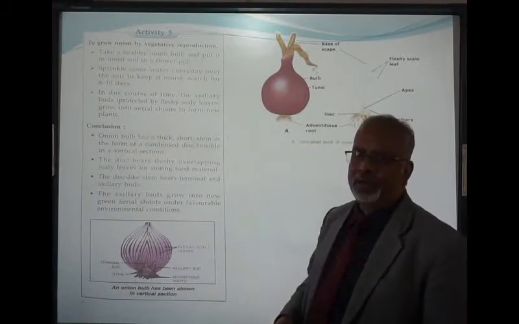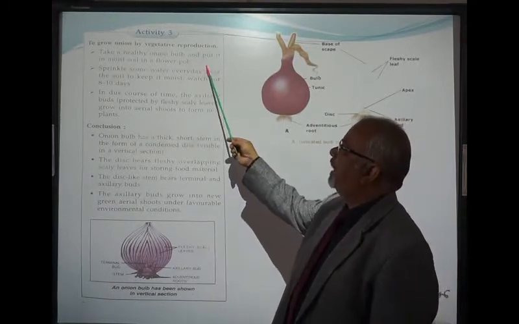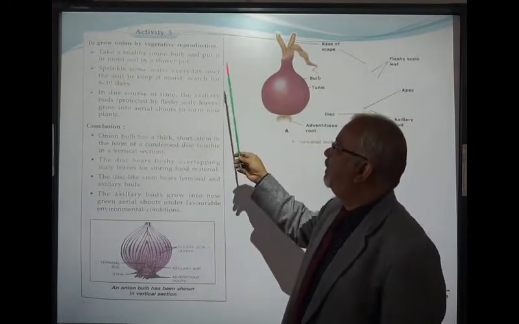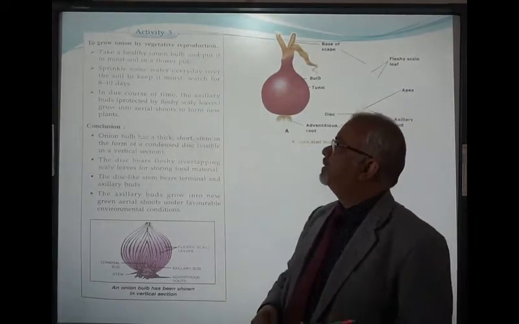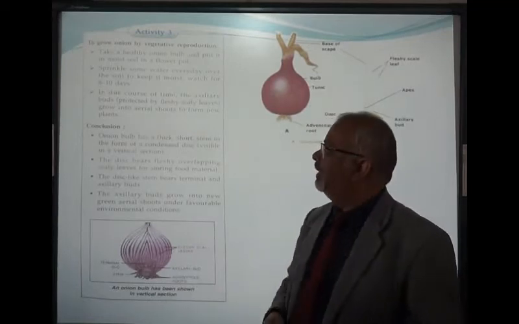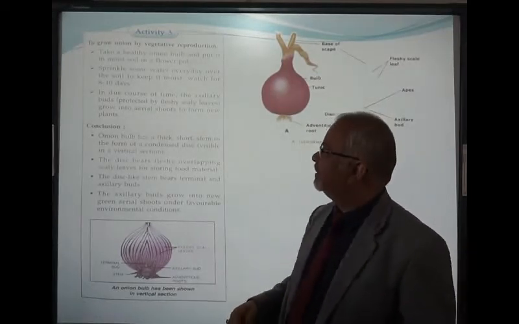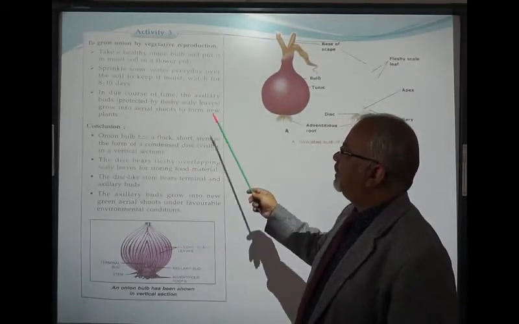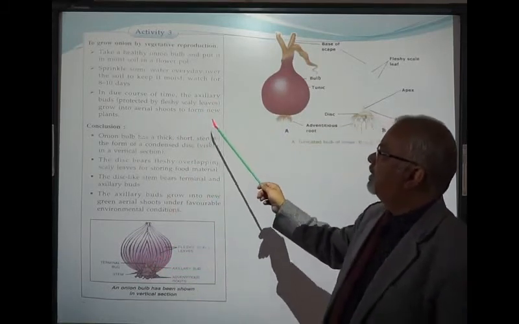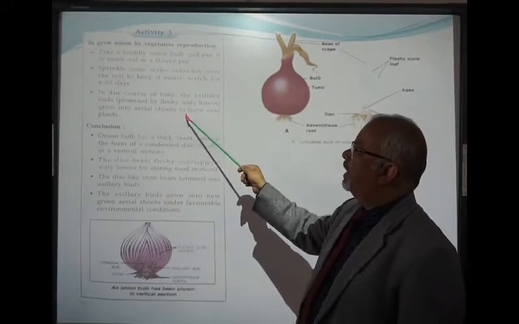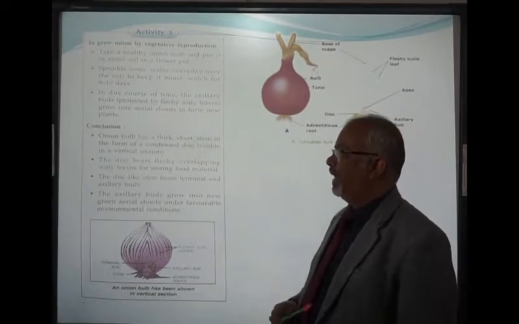So here also we have to do the same thing. Take a healthy onion bulb, we call it a bulb by the way, and put it in moist soil in a flat pot. Sprinkle water every day and leave it for 8 to 10 days. In due course of time, this axillary bud, what does it do? It grows into aerial shoots to form a new plant.